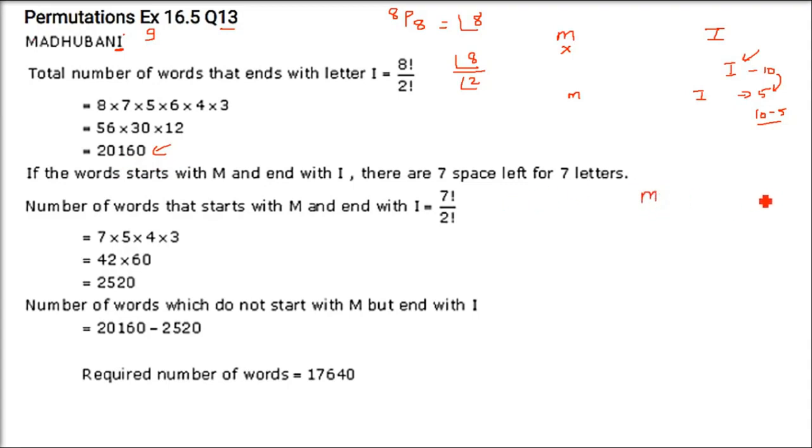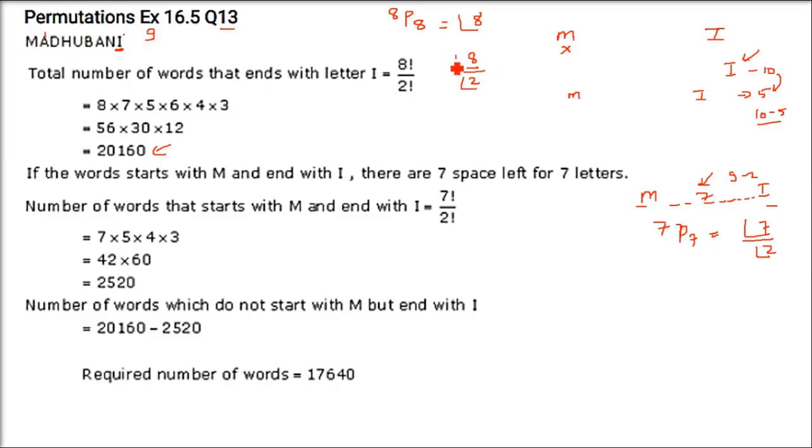Now let us start with M and end with I. That means you have taken 2 out of 9, so 7 are remaining. Now you have 1, 2, 3, 4, 5, 6, 7. 7 positions are there and 7 letters are there. So 7P7 is the formation. But again A will come twice, so you have to divide by 2.